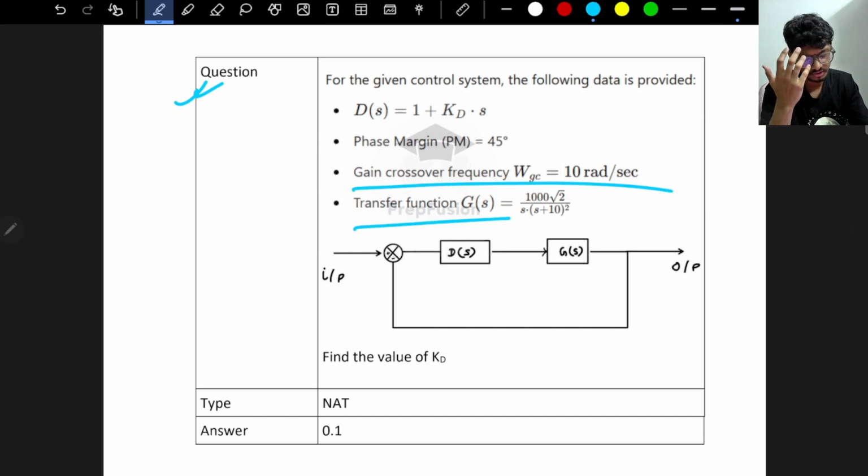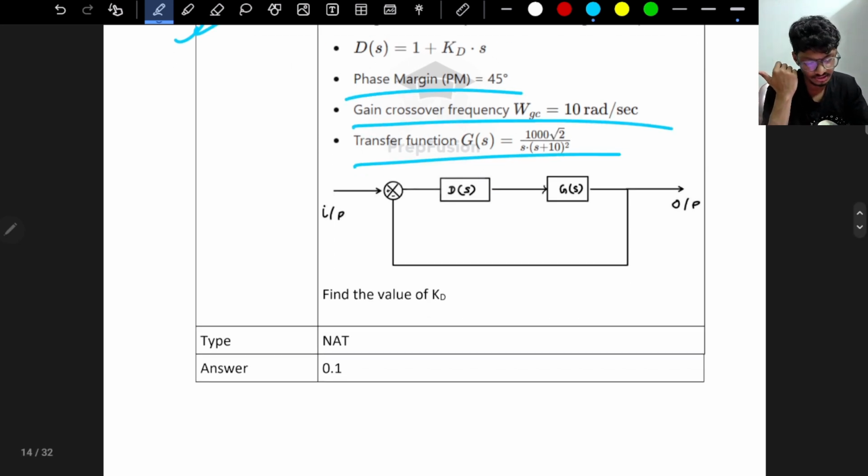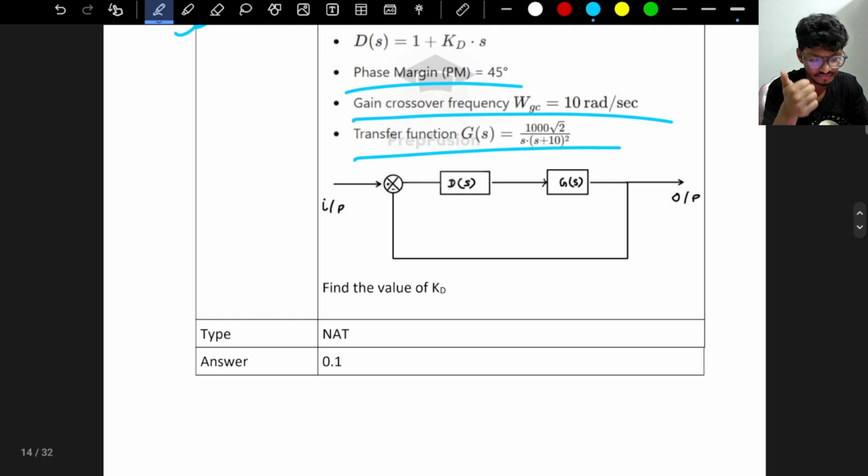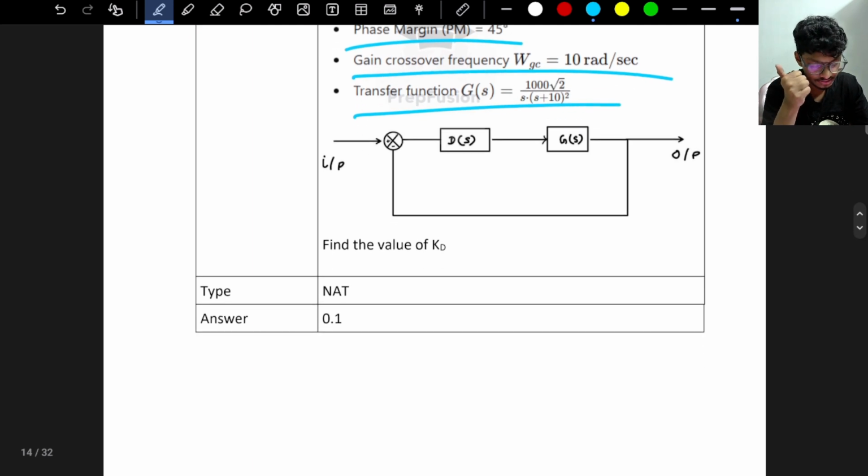So gain, cosine of frequency, all those things are given. You have to basically find the value of KD. Not that difficult. Phase margin is given, right? Phase margin is basically 180 plus the angle of OLTF at omega equals omega GC.